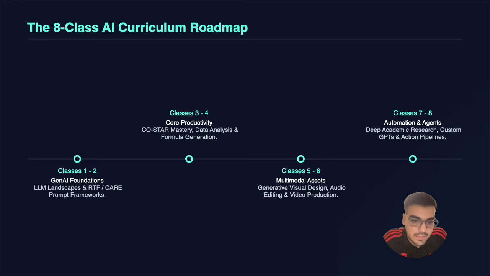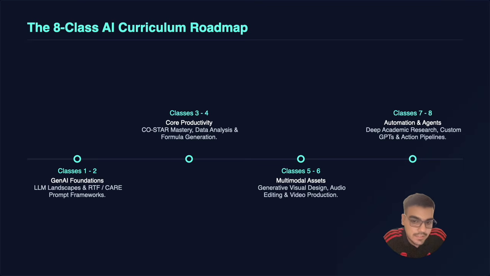So let's trace the micro level timeline of this curriculum. It is divided into 4 logical milestones. We'll begin in class 1 and 2 by establishing a solid technical foundation. We'll look at what large language models are, map out the different provider landscapes, and introduce basic prompt design structures like RTF and CARE.